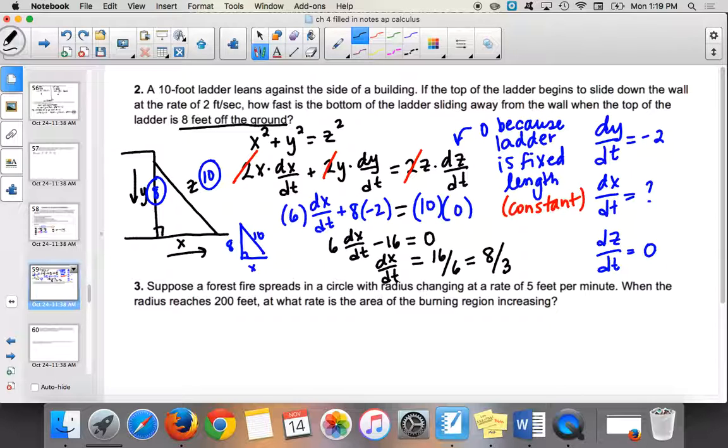Or if you wanted to write it as a decimal, 8 over 3. I don't know why I'm putting this in my calculator. It's 2.6 repeating.